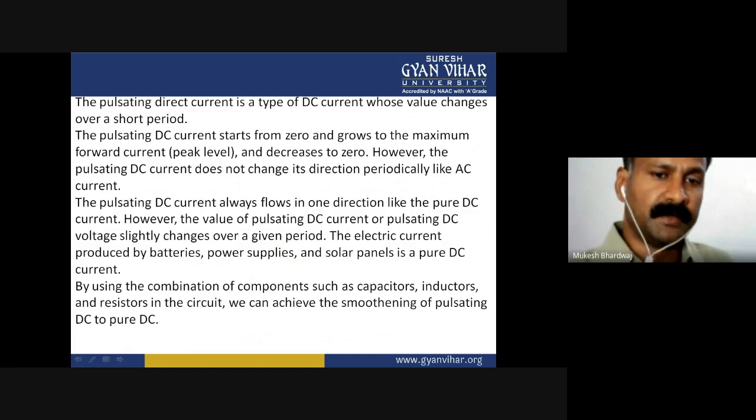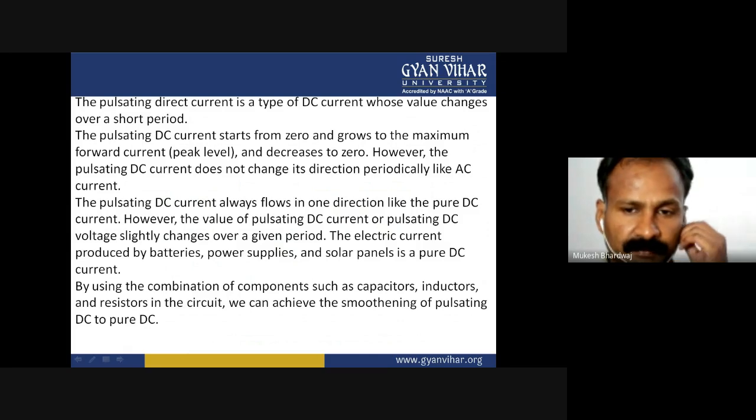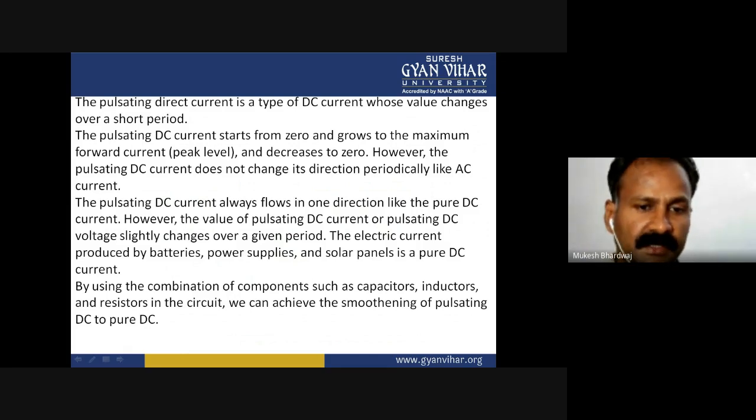However, the value of pulsating DC current or pulsating DC voltage slightly changes over a given period. The electric current produced by batteries, power supplies, and solar panels is pure DC current. By using the combination of components such as capacitors, inductors, and resistors in the circuit, we can achieve the smoothing of pulsating DC to pure DC.